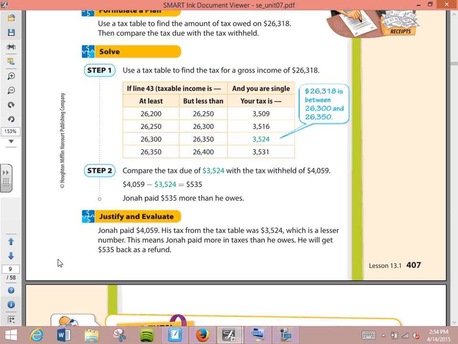Where is it? In the first one, right? It's between 26,200 and 26,250, right? It's right in the middle. It's somewhere in there. That means that she was supposed to pay this much money in taxes, right? 3,509. How much did she pay? Look at your book. Don't look at my face. There you go. Now tell me, will she have more to pay or did she pay too much?